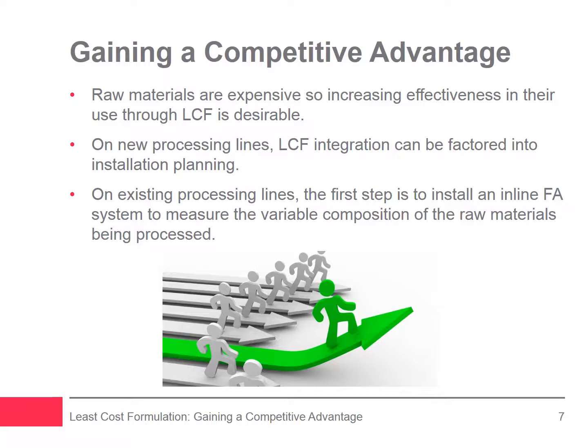The first step is to install an inline FA system to measure the actual variable composition of the raw materials being processed. FA system suppliers will assist processors in determining the ideal location for the FA so they can capture variability in composition of the raw materials to the greatest advantage for their LCF model.